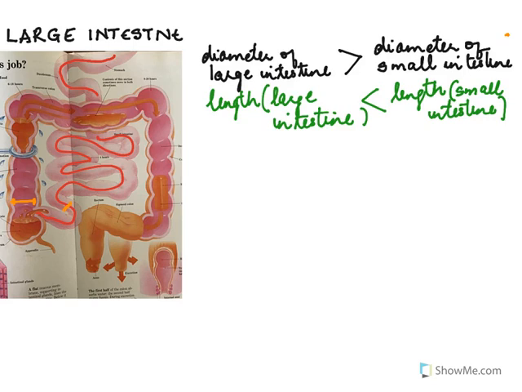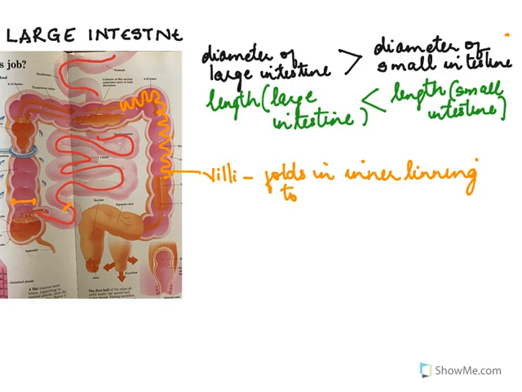We go on to the function of the large intestines. Just like the small intestines, the large intestines also has villi. The inner walls has got these folds like this, which are called the villi. Okay, so we have these villi, the folds in the inner lining. Again, same function, to increase the surface area.